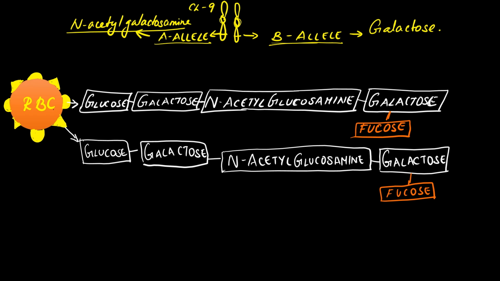So what will happen? The A allele will already be producing the N-acetyl galactosamine transferase enzyme, and that enzyme will transfer this N-acetyl galactosamine to the H antigen.